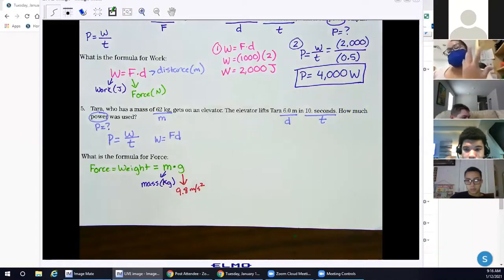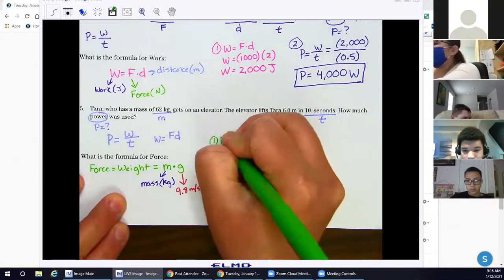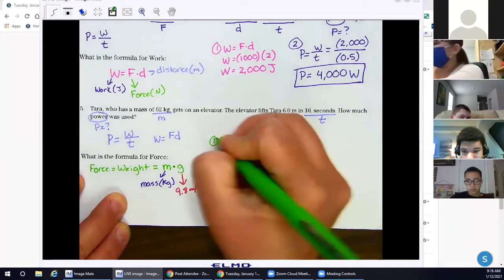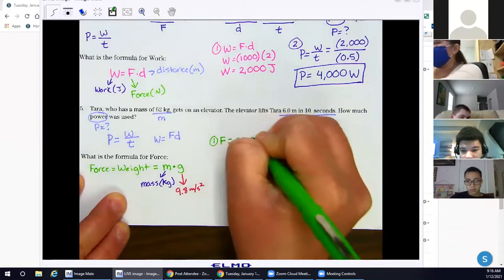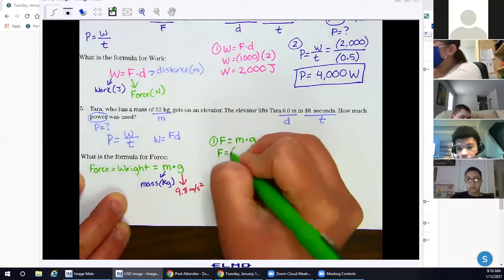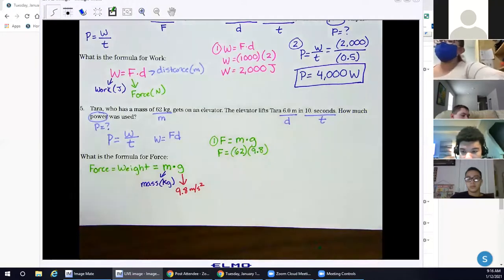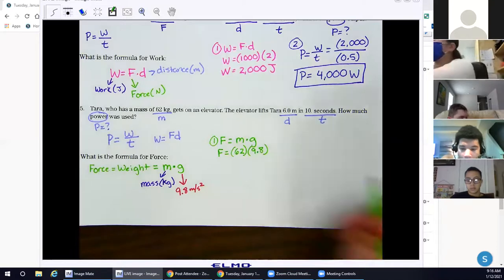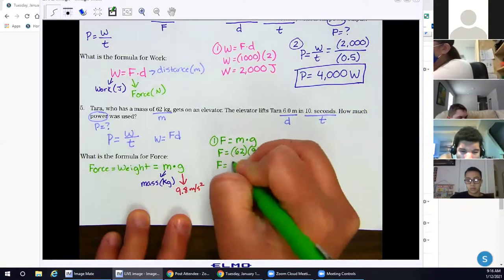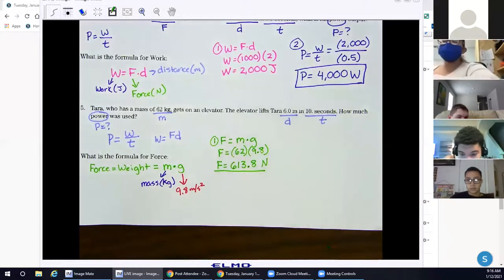So this is what I'm talking about when I said it's a multi-step problem. The very first thing we're going to have to do is find force, which is weight. So that's our mass times our gravity. Mass was 62 kilograms, and we always know gravity, that's 9.8. So 62 times 9.8, our force is 613.8 newtons. That's just our first step. We're not even done yet.